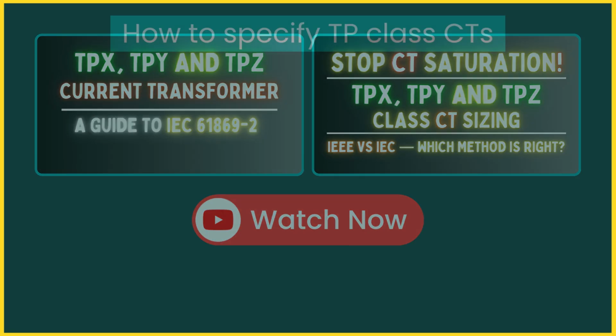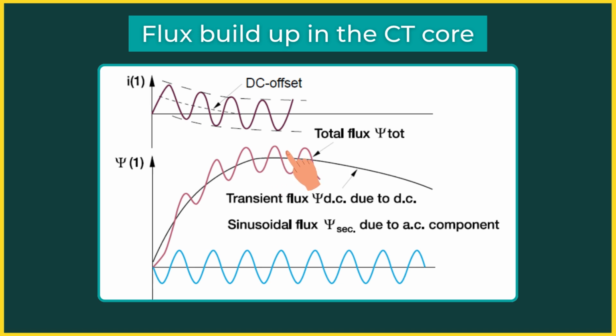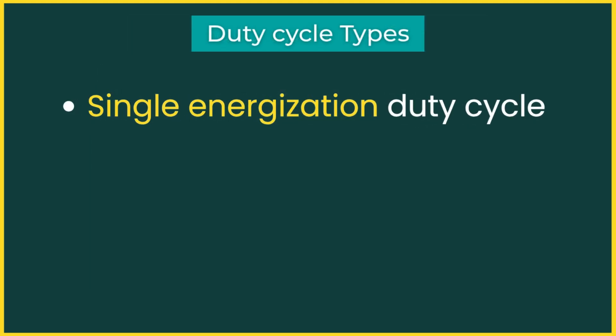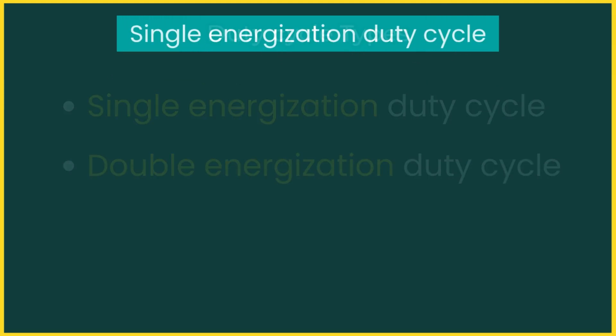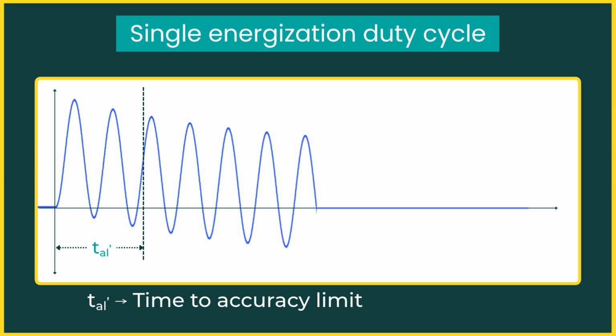Alright, let us continue. To specify a transient performance CT, we must know the duty cycle the CT will experience during a fault. This duty cycle determines how the flux builds up in the core, and therefore how large the CT core must be. IEC 61869 defines two types of duty cycles: the single energization duty cycle and the double energization duty cycle. Let us start with the single energization duty cycle. To define this duty cycle, we specify only one parameter: the specified time to accuracy limit, the duration for which the CT must remain accurate.